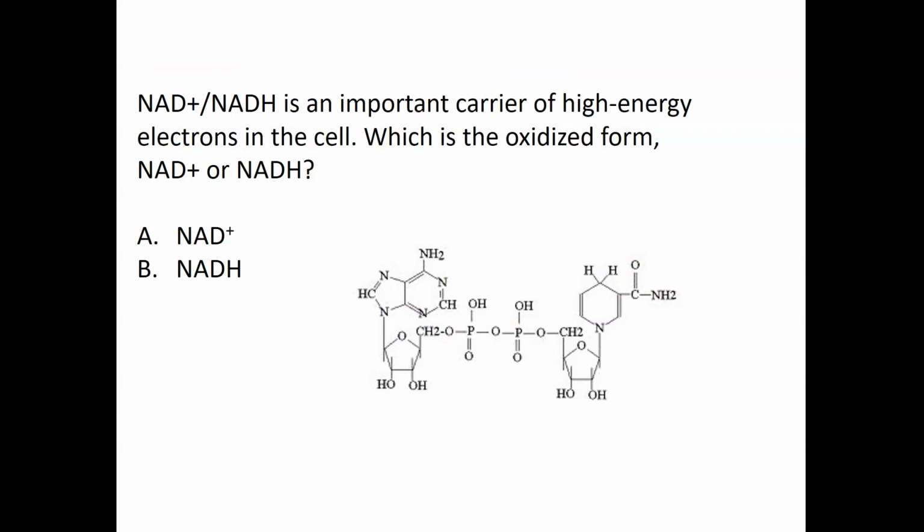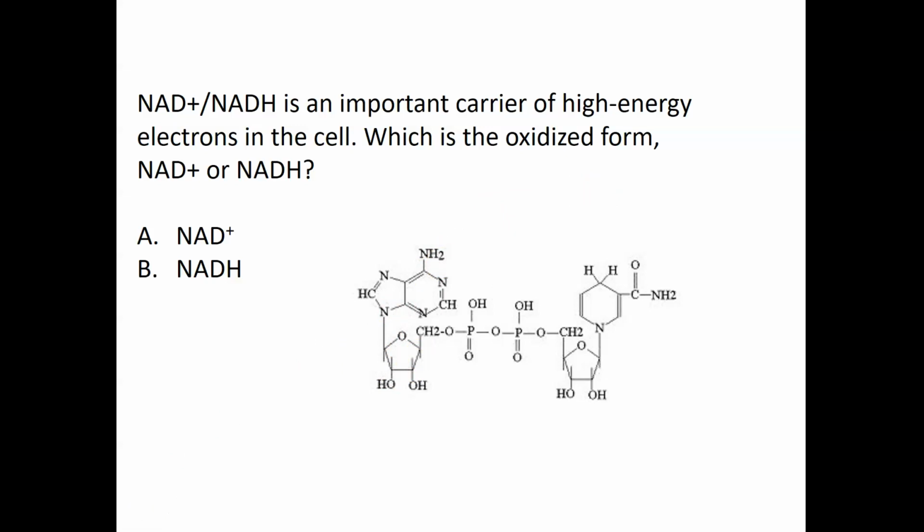All right, so let's take a second here and just make sure that you are tracking with all this information. So the question is, NAD+ is an important carrier of high energy electrons in the cell. Which is the oxidized form, NAD+ or NADH? Go ahead and answer this question on the Ed Puzzle.